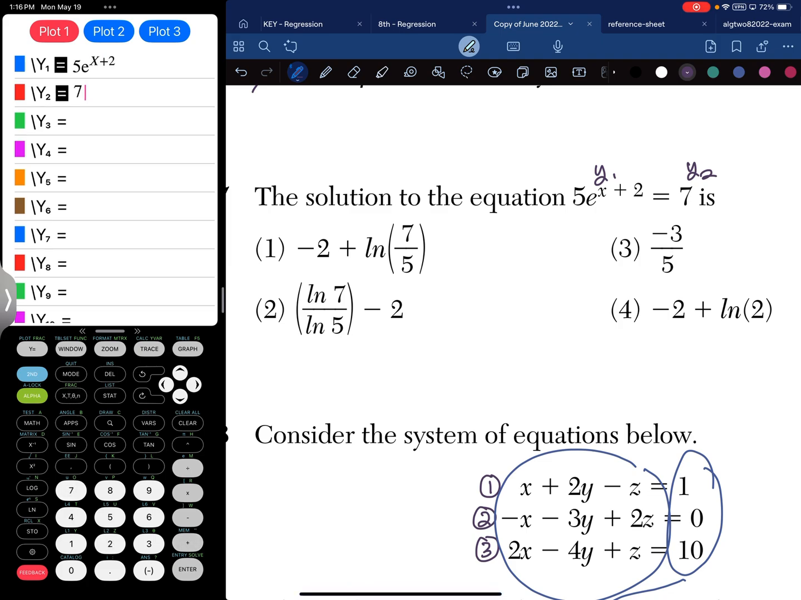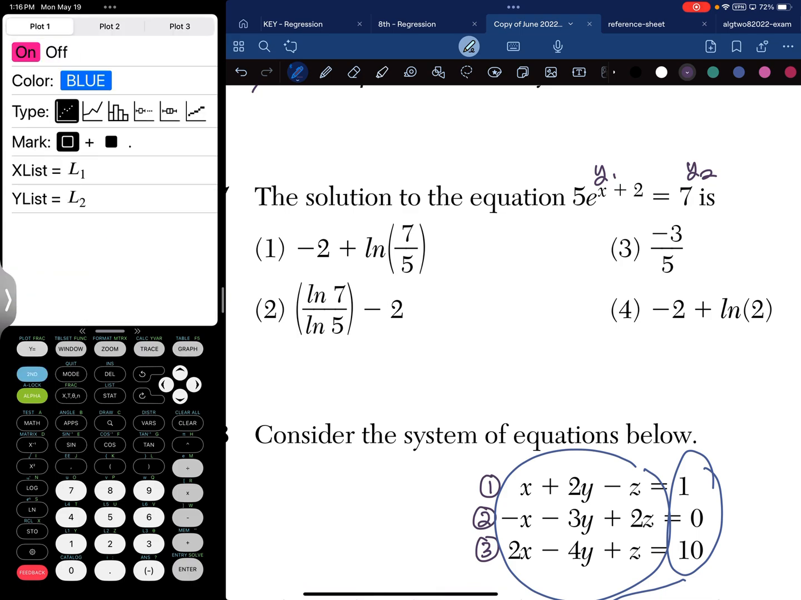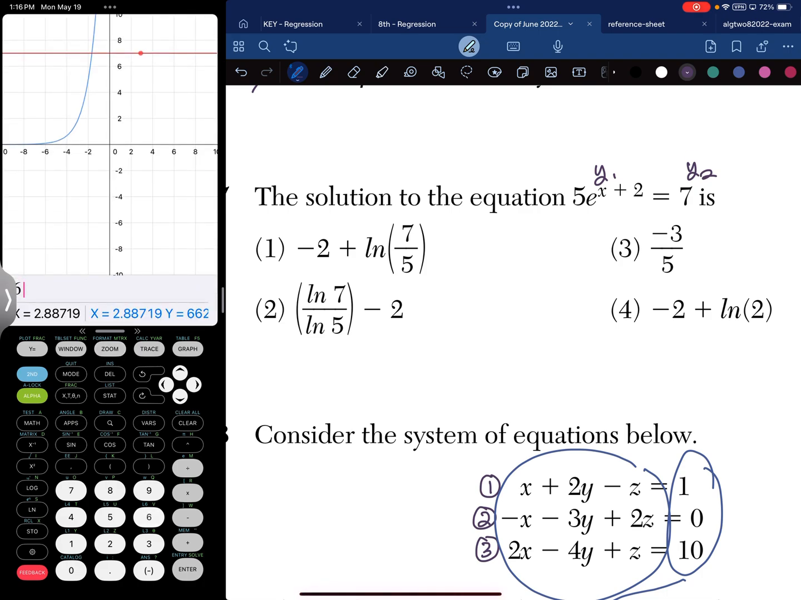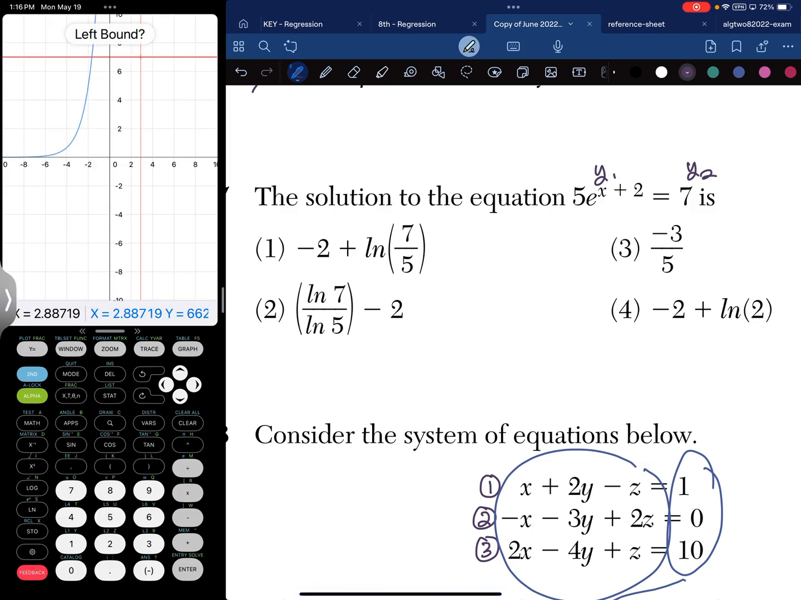And then what are we looking for? Let me turn off stat plot. Yes, you're right, McKenna. So my window's screwed up, so I like to do zoom 6 first. Oh, and I can see it. How do I find that intersection point? Second trace 5. Enter, enter, enter.